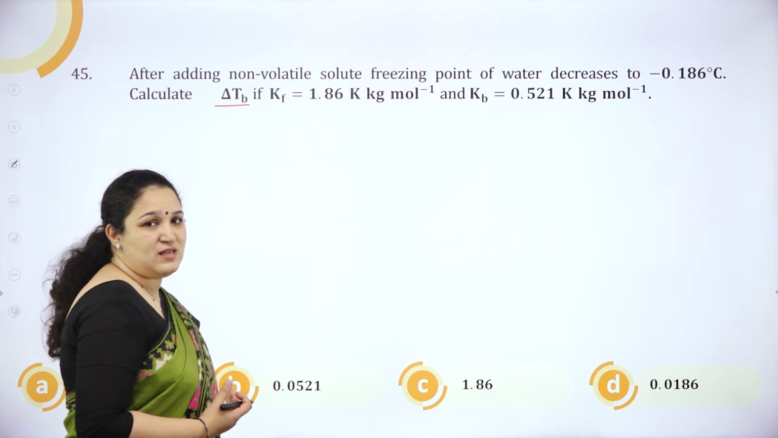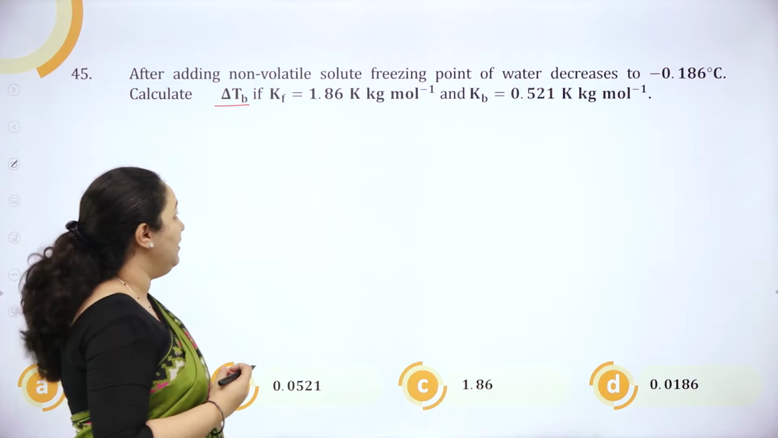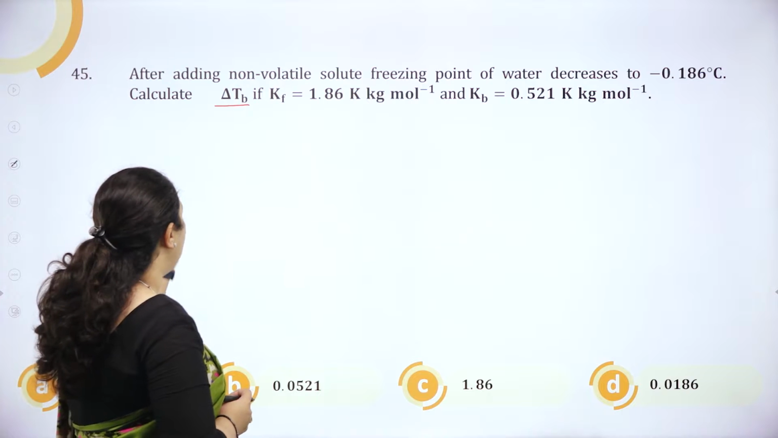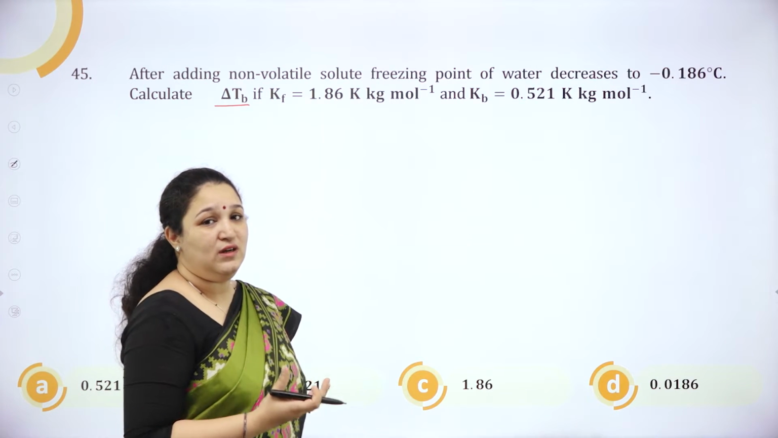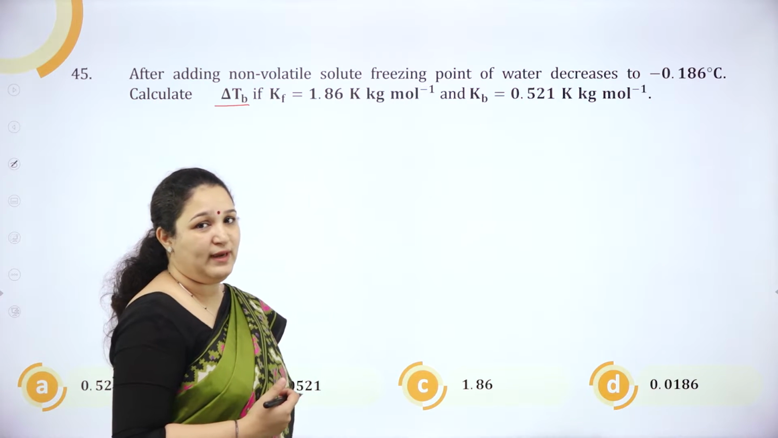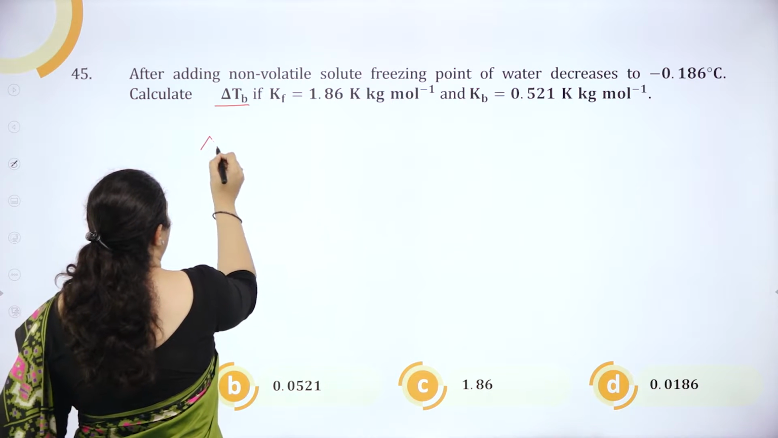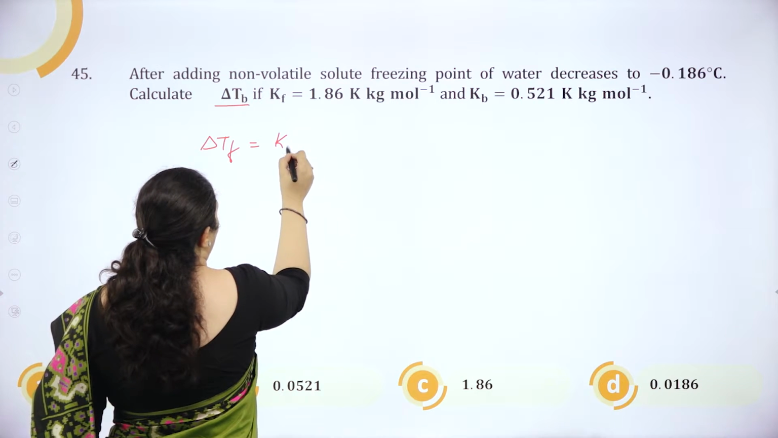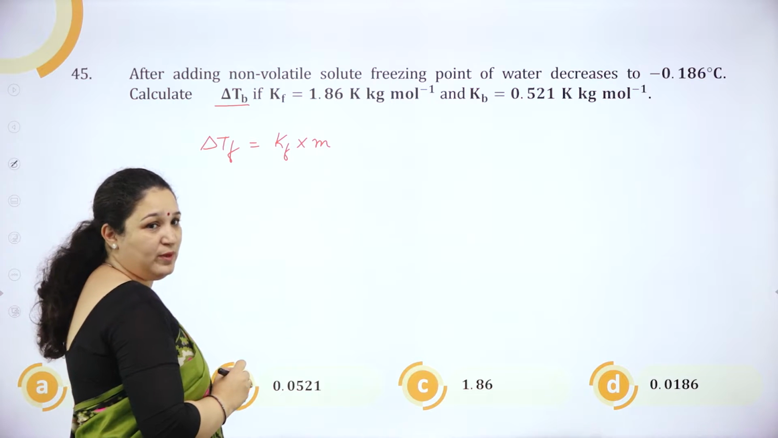So what are they asking us to find out? They are asking us to find out delta Tb. Okay. What is given? They have given the Kf value and they have also given delta Tf, that is, the depression in the freezing point. That also we can get from this question. So delta Tf is equal to Kf into molality. We know this formula.